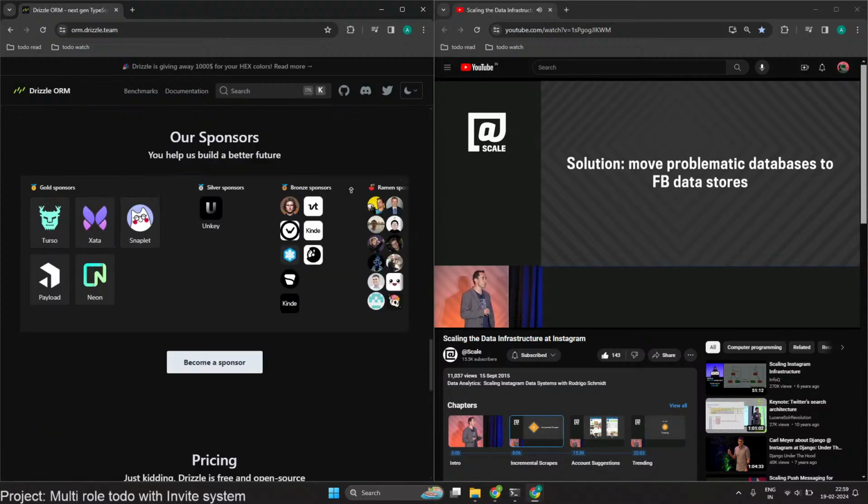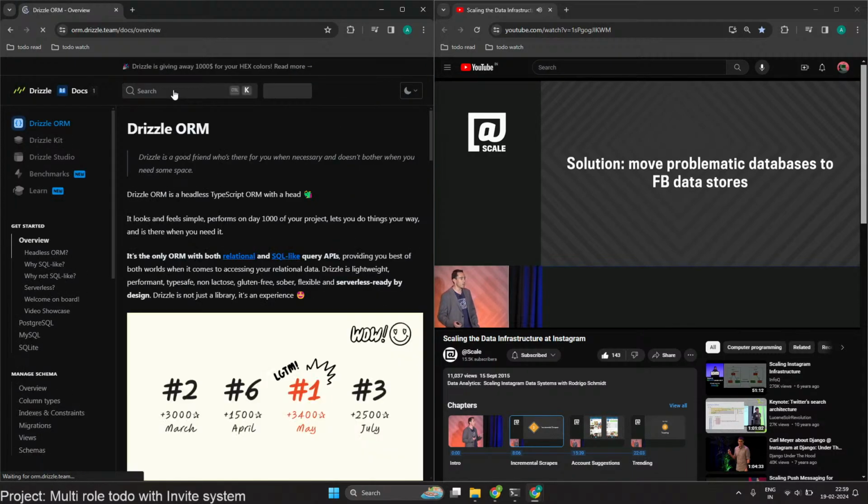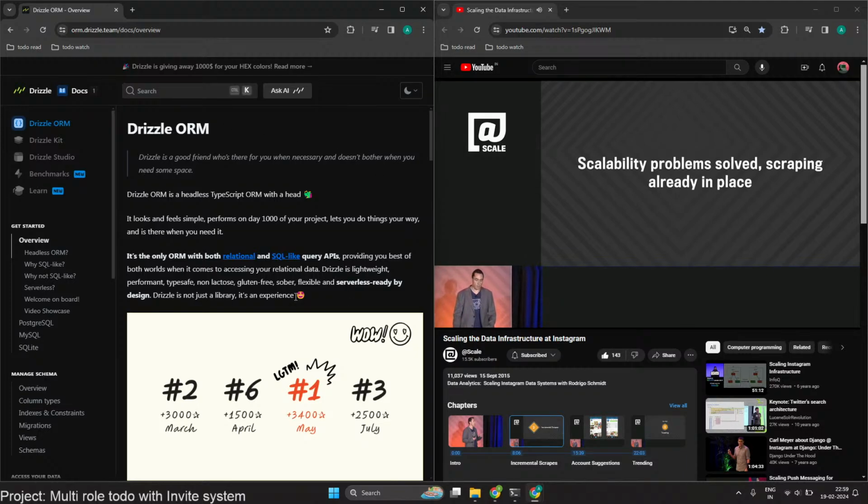So instead of storing the data only on Postgres, we started doing double writes into some of the Facebook data stores. And those data stores at Facebook already have a streamlined process that takes database snapshots automatically. So again, a very simple solution. And it solved the scalability problem because scraping was already in place for that.